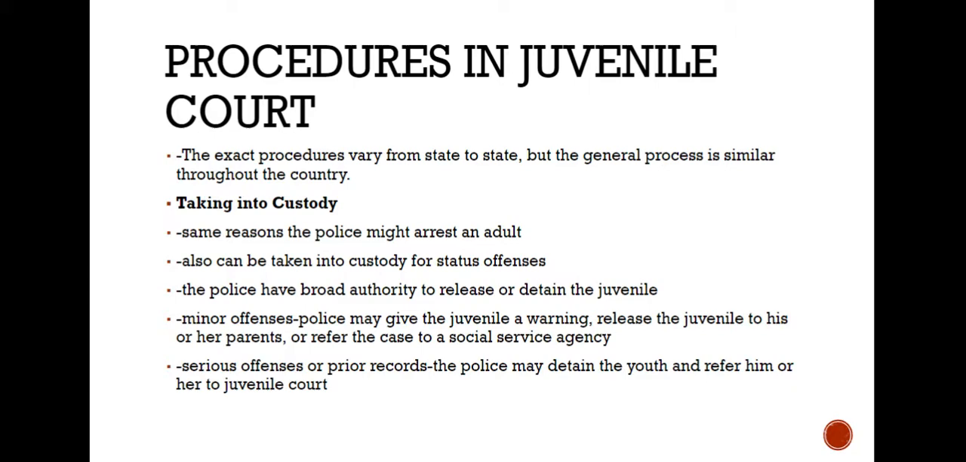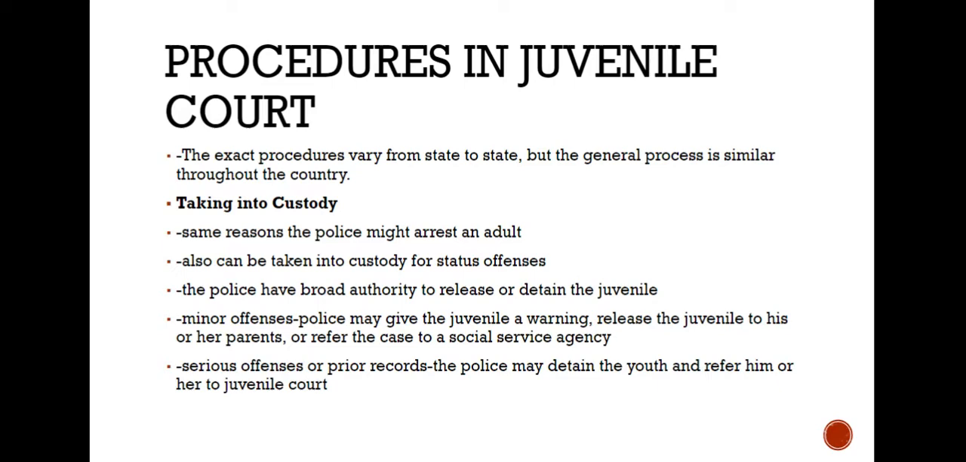The first thing that happens is the suspect must be taken into custody. The same reasons that the police might arrest an adult exist for juveniles as well. Even status offenders, those people that are just behaving badly, where it's not necessarily a crime, can be taken into custody. That being said, the police have a very broad authority when it comes to releasing and detaining juveniles. At several points during this phase, juveniles can be released, and they can also continue to be detained because of this broad authority.